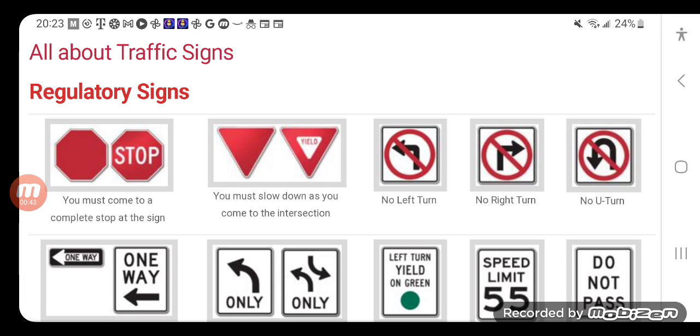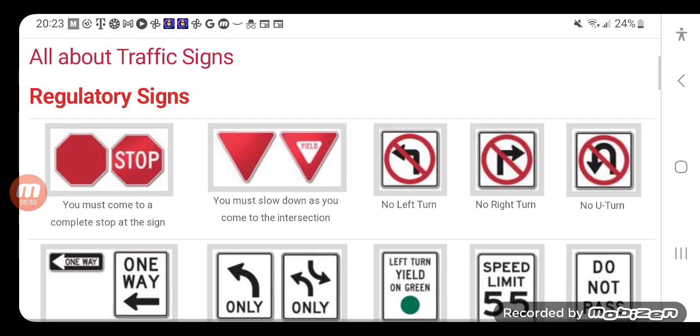That means that whenever you see this sign, you have to slow down and pay attention to your surroundings because there may be oncoming traffic or some other things that you have to be aware of when you're coming to an intersection.